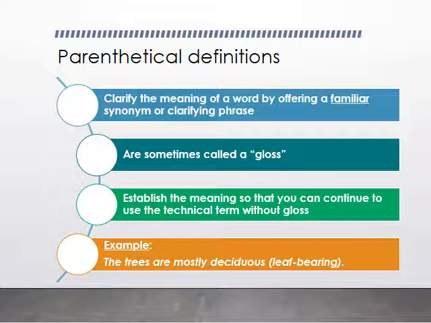And an example of a parenthetical definition is illustrated in this sentence here. The trees are mostly deciduous, leaf-bearing. So the parenthetical definition is that phrase, leaf-bearing. We're using it as a gloss for the technical term deciduous. And it works pretty well to do this because it's a short term that has a synonym that can be easily encapsulated.